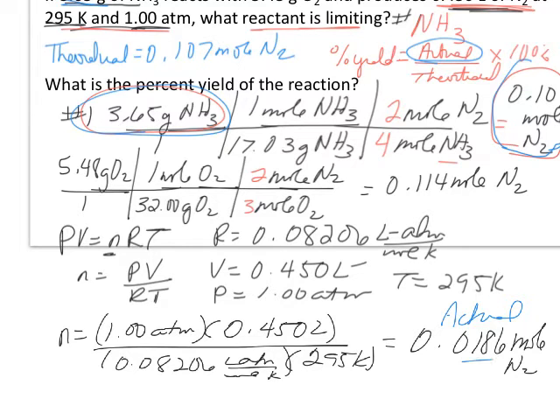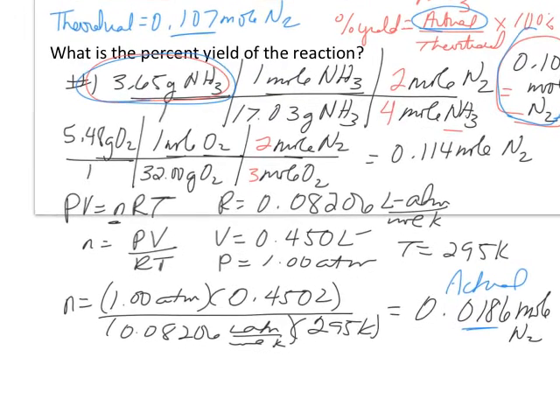And I like to look at it and see, does that make sense? It is less than theoretical. It should be less than theoretical. When you're doing these, actual should always be less than theoretical. It's a smaller number, and it's in ratios part over whole.